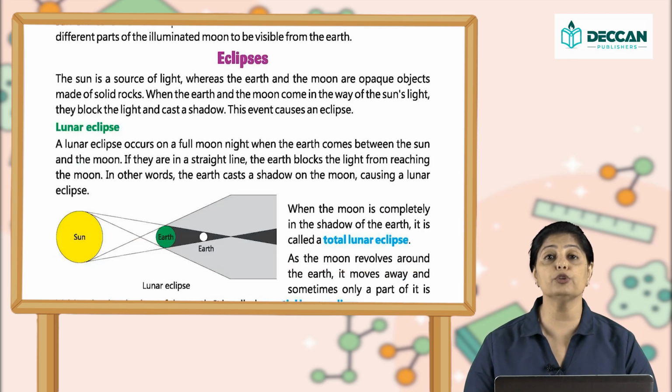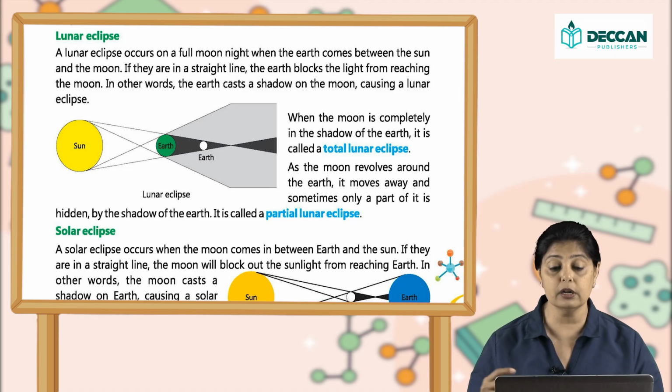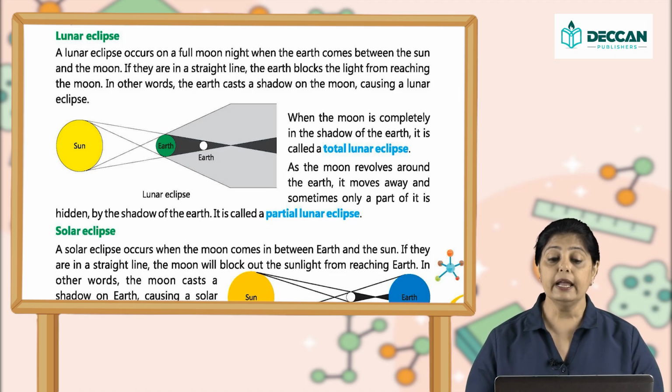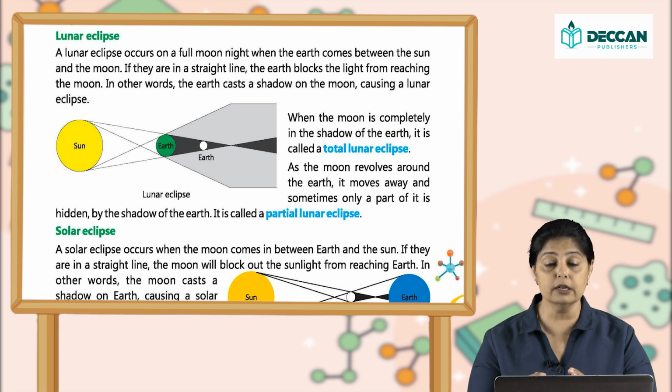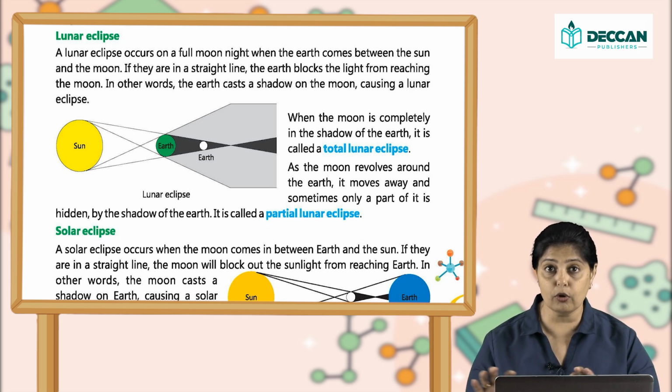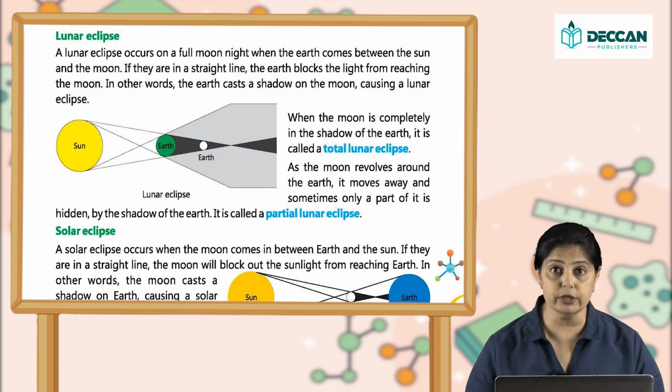So, what happens during a lunar eclipse? A lunar eclipse occurs on a full moon night. Whenever there is a full moon night, that is when the lunar eclipse appears, and at that time the earth comes between the sun and the moon. If the earth, sun and the moon are in the same line, you have the sun on one side, you have the moon on the other side, and the earth comes in between the sun and the moon, and they all are in a straight line. The earth blocks the sun's light from reaching the moon. In other words, the earth casts a shadow on the moon, causing a lunar eclipse.